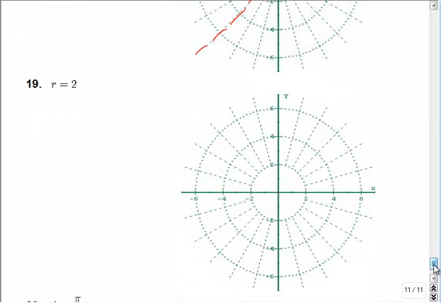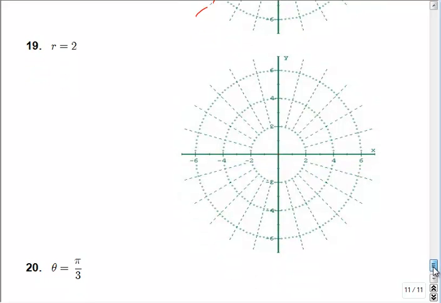This next one is just r equals 2. So it's kind of a bare bones type of equation. But remember, this is polar form. So since there's no theta showing up in this equation at all, that means that theta can be anything. There's no restriction on what theta has to do. So if theta can be anything, what's r doing? Well, in this case, r is always equal to 2.